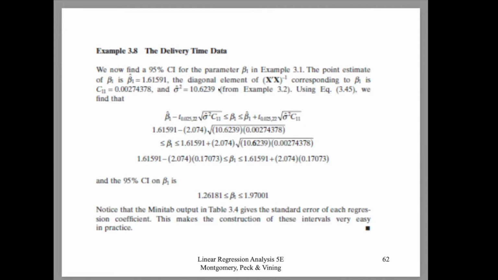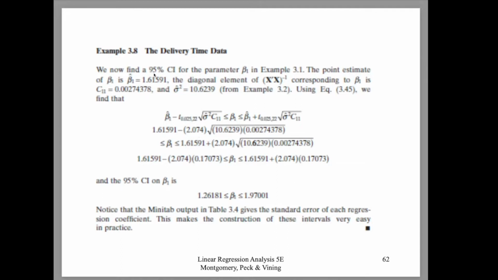We multiply that by the estimated variance of the error term. Okay, so this would be the MSE from the ANOVA table, so 10.6239. All right, we multiply those together. That gives us the estimated variance of beta 1 hat. And then we have to take the square root of that. Okay, you see that happening right here to get the estimated standard error of beta 1 hat. We multiply that estimated standard error by the t value, which in this case is 2.074.